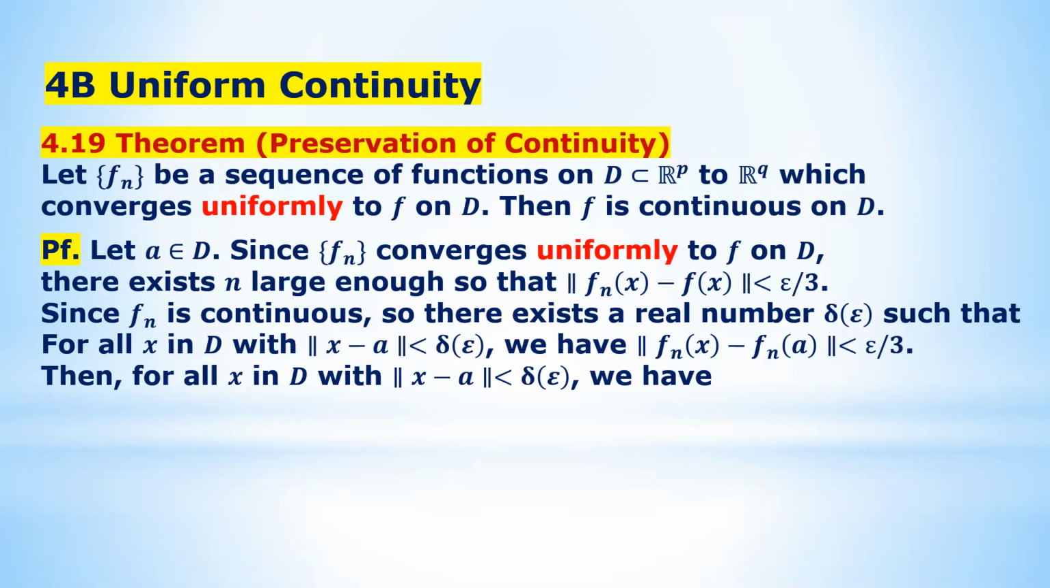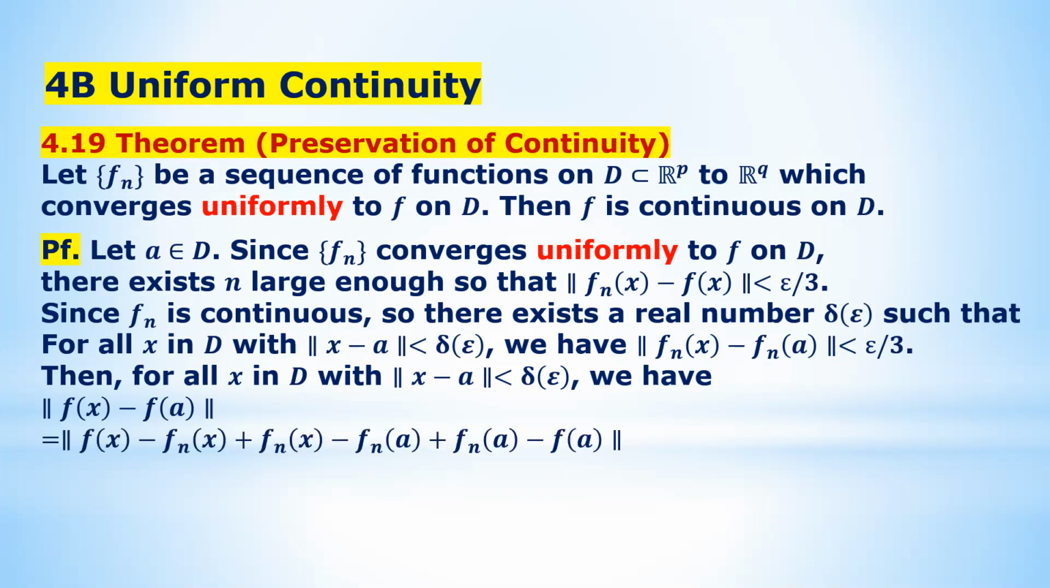Now for all x in D within the delta distance of A, I'm going to look at the limiting function. We're going to show that |F(x) minus F(A)| is less than epsilon. Then this shows that the limiting function F is continuous at A. Now look at this difference, F(x) minus F(A). I'm going to insert terms into this expression: minus Fn(x) plus Fn(x) minus Fn(A) plus Fn(A).